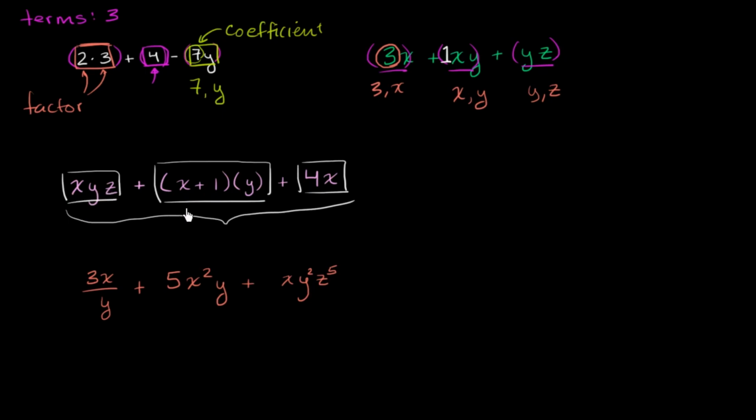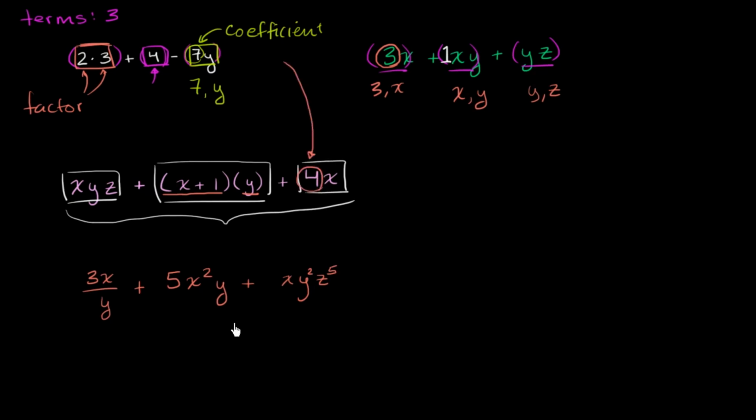How many factors does the second term have? Well, you could say it has 2 factors. It's multiplying the first factor, x plus 1, and the second one, y. This smaller expression itself is one of the factors, and the other one is y. And then this third one also has two factors, a 4 and an x. And if someone said, hey, what's the coefficient on this term? You would say, look, the coefficient is the 4.